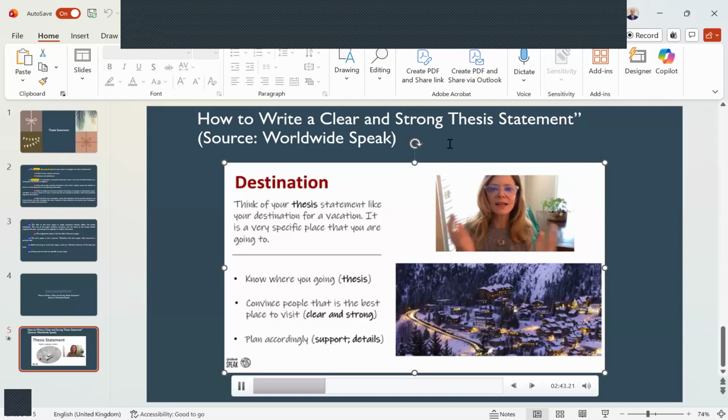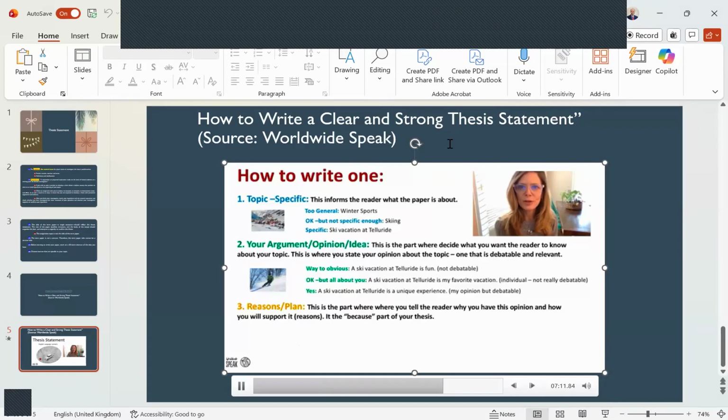Which brings me to number three, our reasons or your plan of your paper. Just like when you plan a vacation, you have everything mapped out. The same thing is true with your paper. And in your thesis statement, you let the reader know what your plan is. And we do this with our reasons. And so for this topic, in this thesis statement, one of the reasons could be the historic town. Another reason could be the amazing ski hill. And then the last reason could be that there's exquisite après-ski dining. So there you have it.